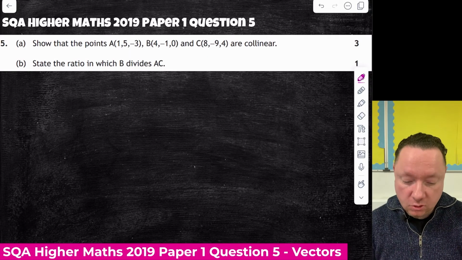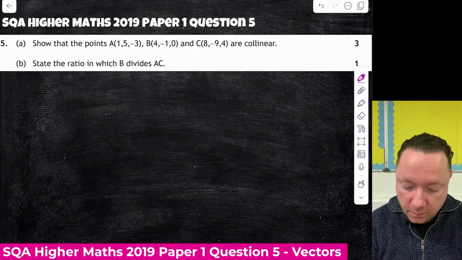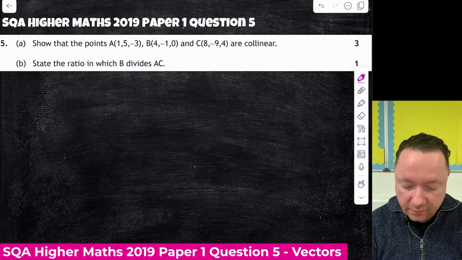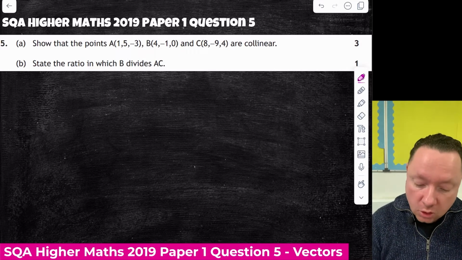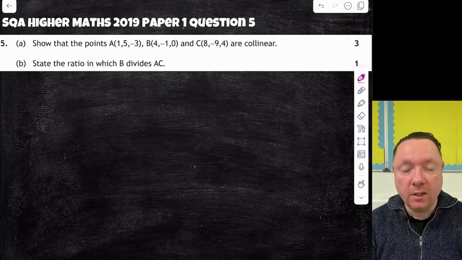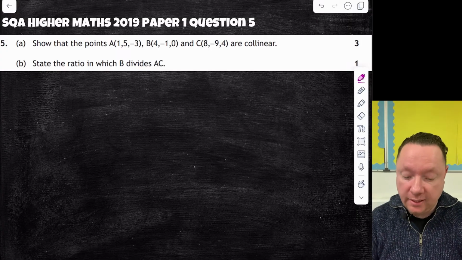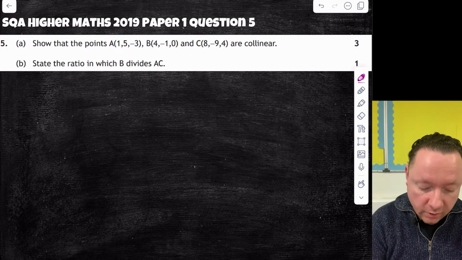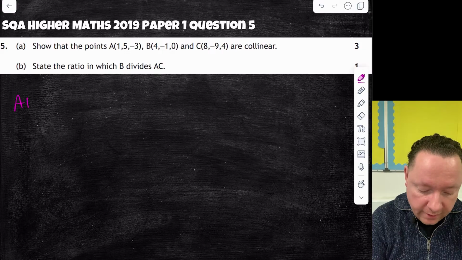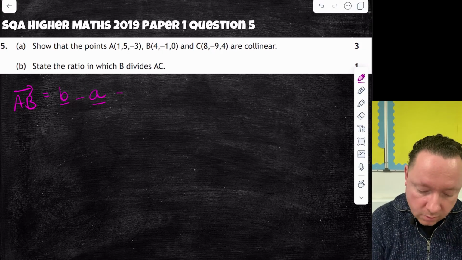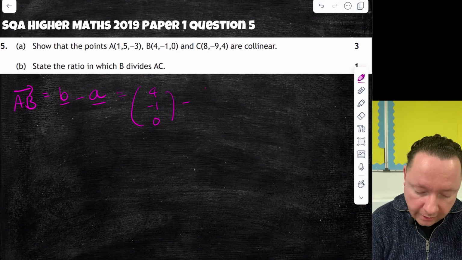SQA Higher Maths, 2019, Paper 1, Question 5. Show that the points A, B, and C are collinear, and then state the ratio B divides A to C. So we need to show they're collinear, so we can do A to B and B to C, and show that they're multiples of each other. So start off by doing A to B. That's B minus A. So B is (4, -1, 0), and A is (1, 5, -3).